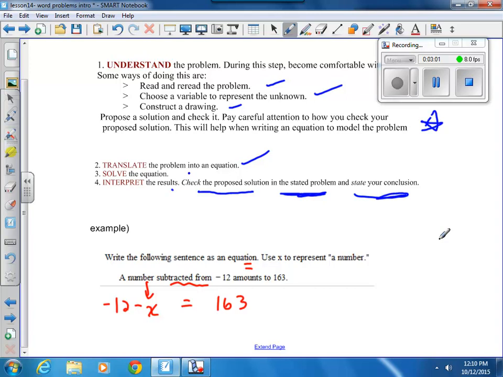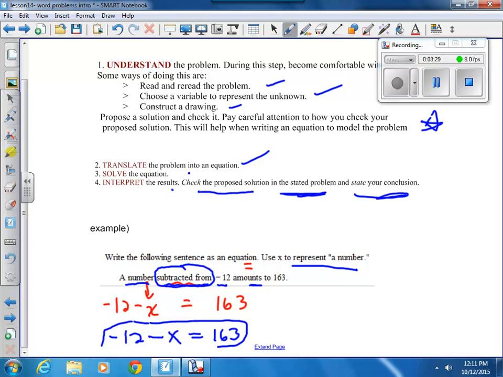Write the following sentence as an equation and use X to represent a number. So I kind of gave this one away. A number subtracted from negative 12, but notice how I had to write it. So be on the lookout for the words subtracted from. Notice a number subtracted from negative 12. It's negative 12 minus the number, and then amounts to, this means equals, 163. Okay, it didn't say to solve it. Right now we're just practicing translating.